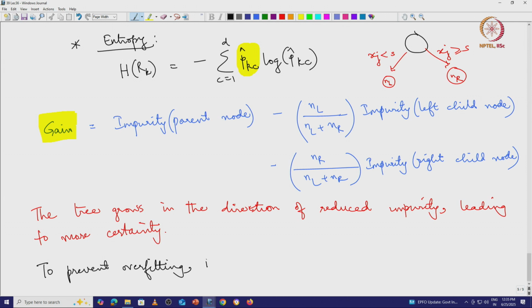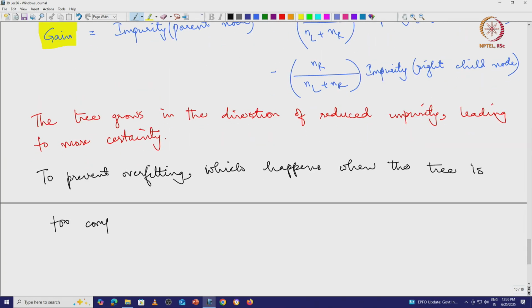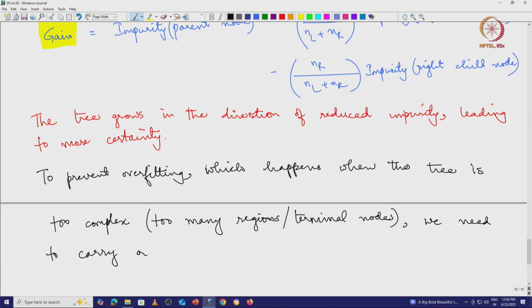So, to prevent overfitting, which happens when the tree is too complex, and by too complex I mean, as we formally defined earlier, it has too many regions or terminal nodes, and the extreme case is when every point is its own terminal node, we need to carry out regularization.